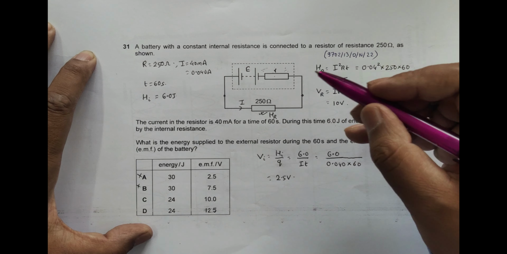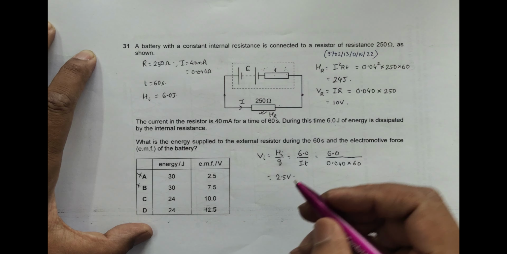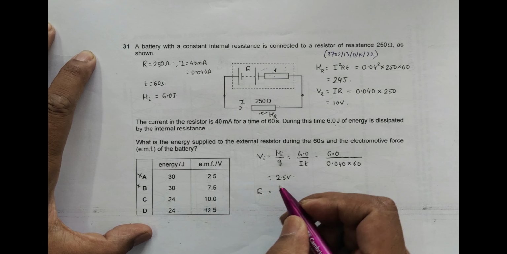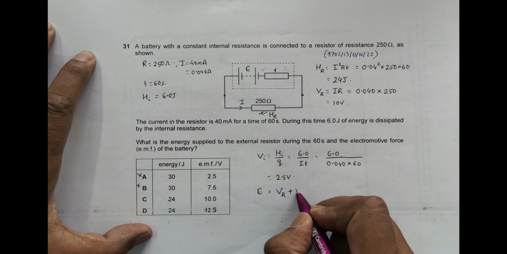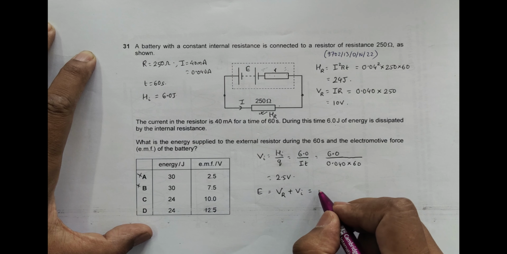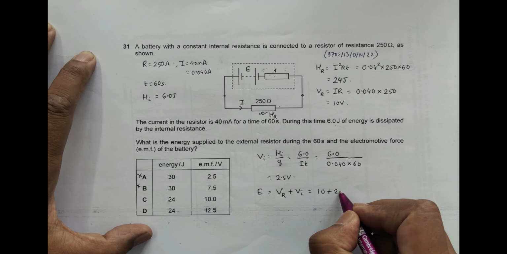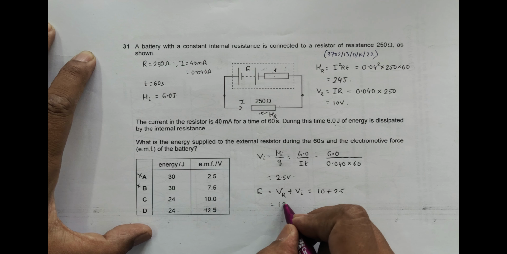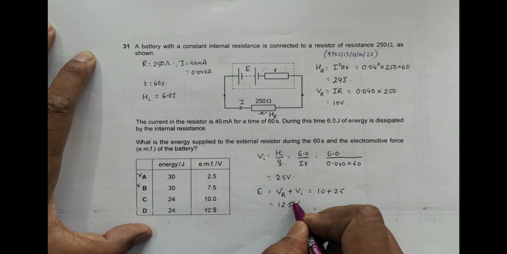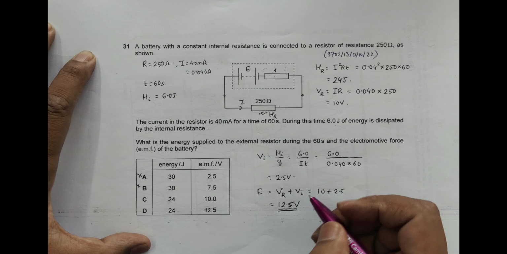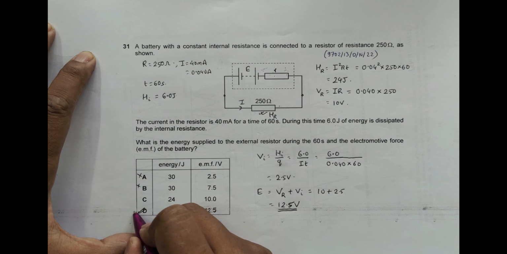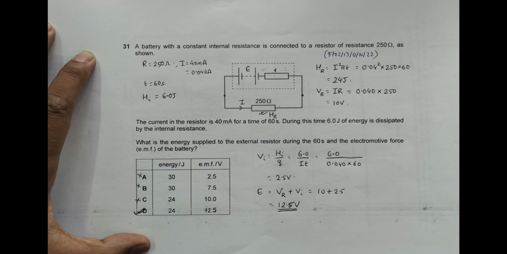So it is 10 volt here and 2.5 volt here. So the value of E will be equal to, from Kirchhoff's law, the external voltage V_R plus the internal loss here, equal to 10 plus 2.5, which becomes 12.5. So the EMF is equal to 12.5 volts. So the answer choice should be D. So D is the correct choice and C is the incorrect one.